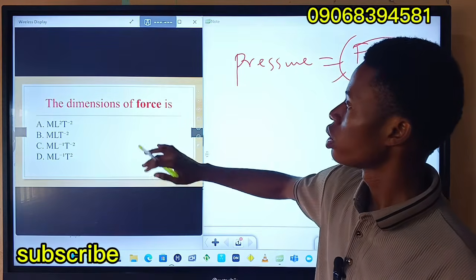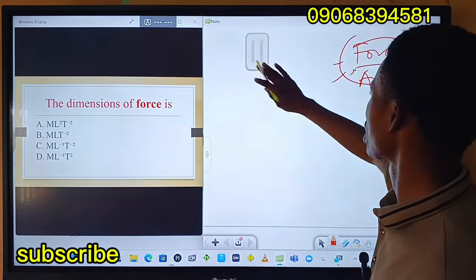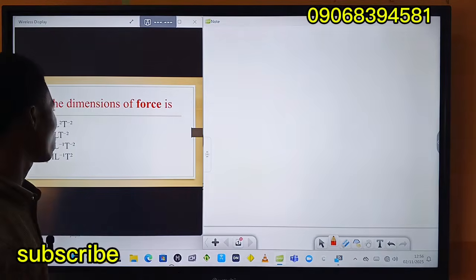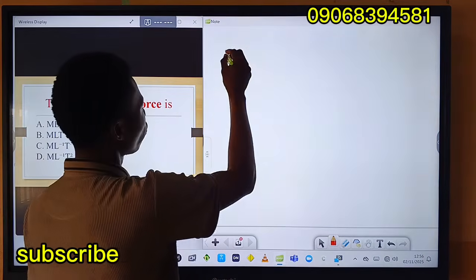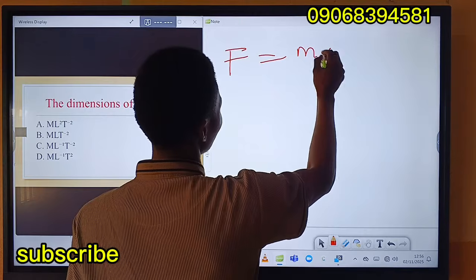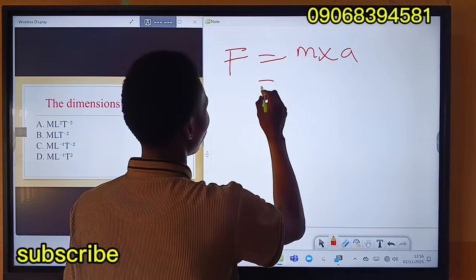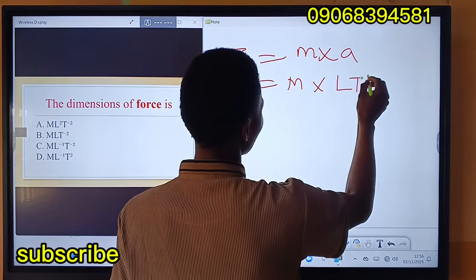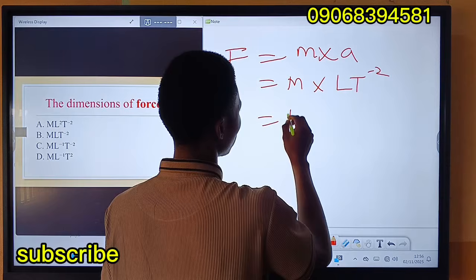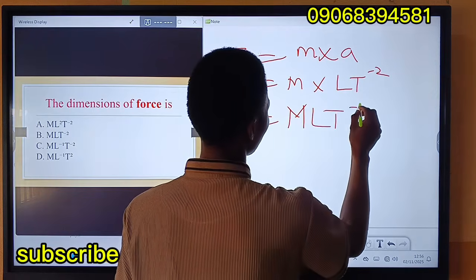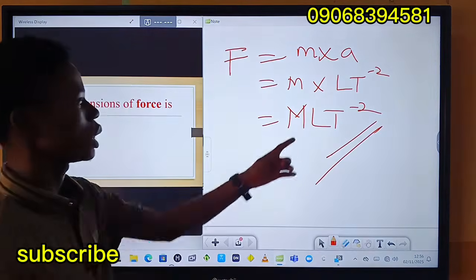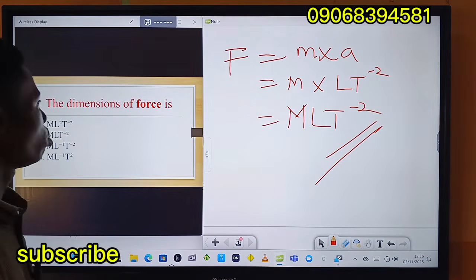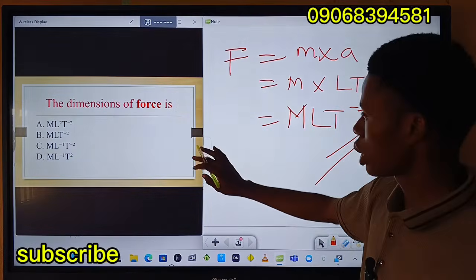Next question. The dimension of force is dash. I think we've solved it in course of the other example, but let's still solve it. The dimension for force. You know, force is equal to mass times acceleration. I told you the first thing is write the formula. Now, mass times acceleration. We've gotten acceleration before as LT raised to power minus 2. Now, mass, I'll write all in capital letters. Remember, dimensions, you write them in capital letters. So our answer is MLT raised to power minus 2. That is option B. Option B is the right answer.